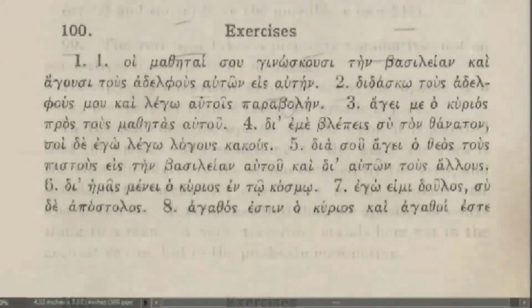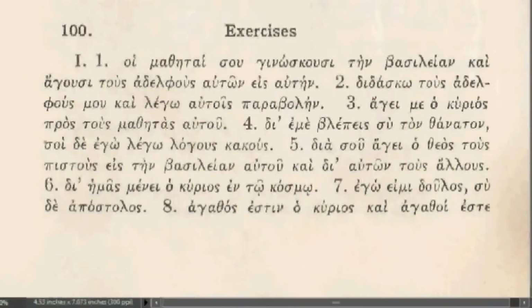Well, let's take a look now at this first exercise. This is the first from the exercises on page 50, if you're following the same text here, same publication of Machen's text. I think it'll be the same in any of them. So here we are. Hoi mathetai sou ginoskousi tein basileian kai agousi tous adelphous autown eis autein. Nice sentence. Let's look at it.